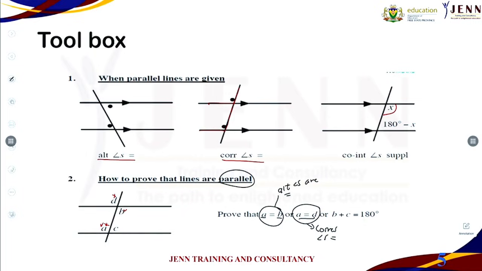Or you must prove that angle B plus C, the sum of the two angles, when you add the two angles, you get a supplementary. So they are supplementary, which means you prove that co-interior angles are supplementary. So that simply means you must prove this. This is what you do when you prove that the lines are parallel.